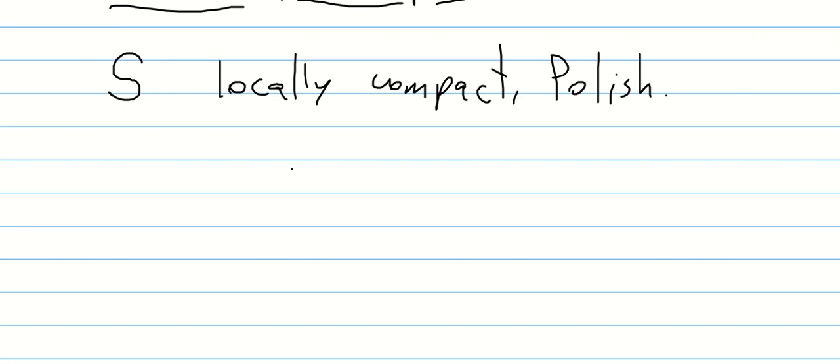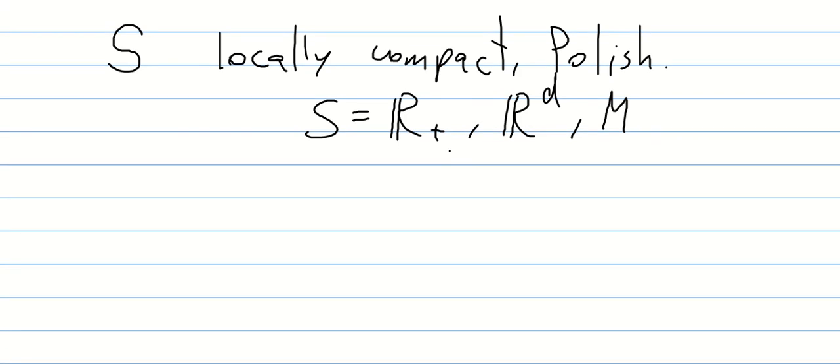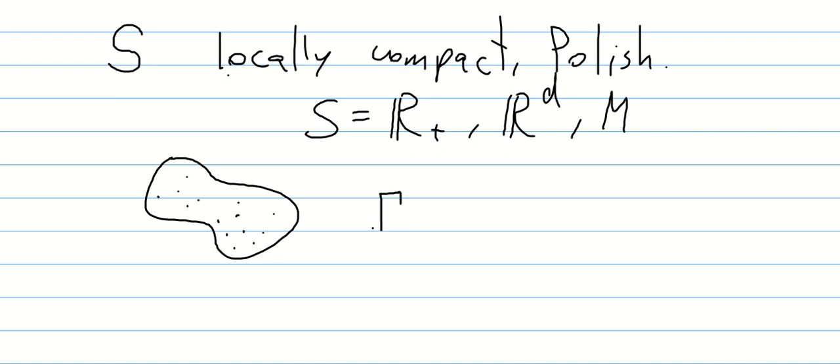The examples you should keep in mind are always like R, R plus, R^d, a manifold. Keep reasonable things in mind, but it could be something more general, like maybe a fractal set. Infinite dimensions are going to be limited somehow by this local compactness. But anyway, we have a very general setup, and you can think of S as the place where the points are going to fall.